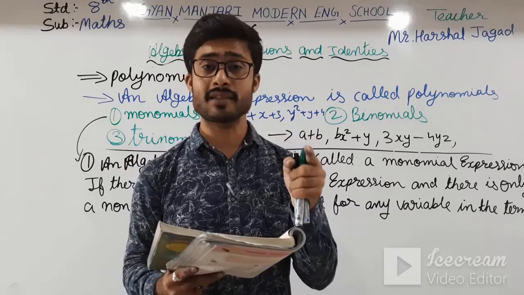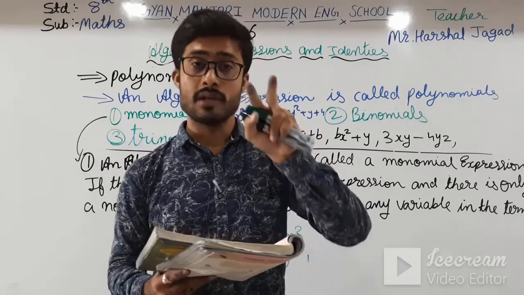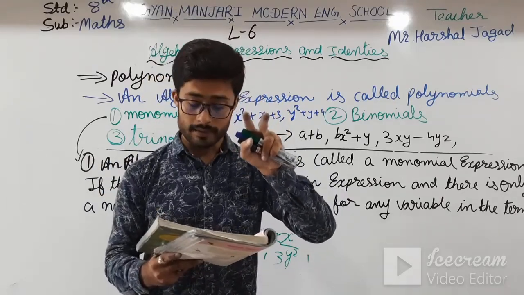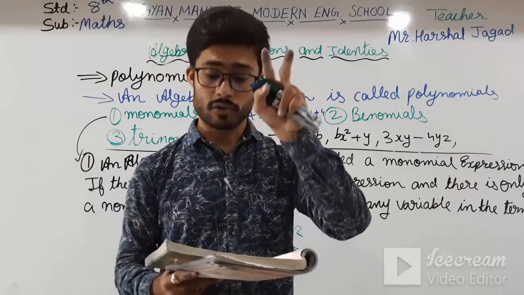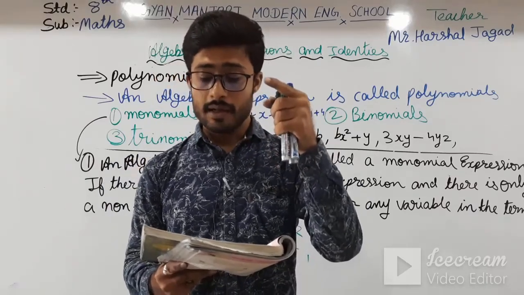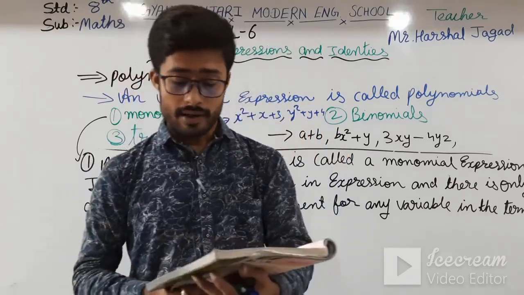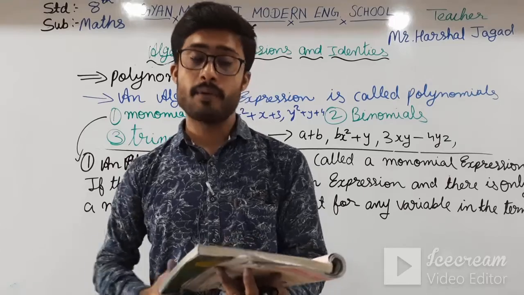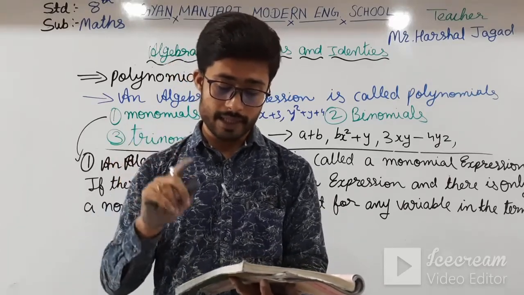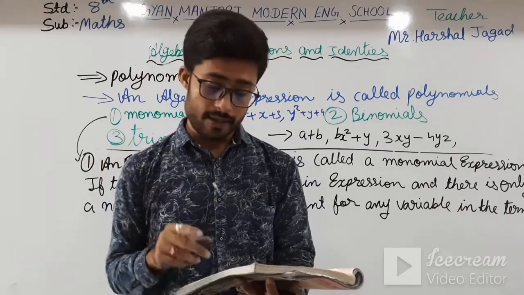So in A, x square plus 1. Here two terms came, so it is a binomial. Okay students, two terms there. Next, B, x by y plus 3. That is not a binomial because one of the variables has a negative power. So they are not binomials.